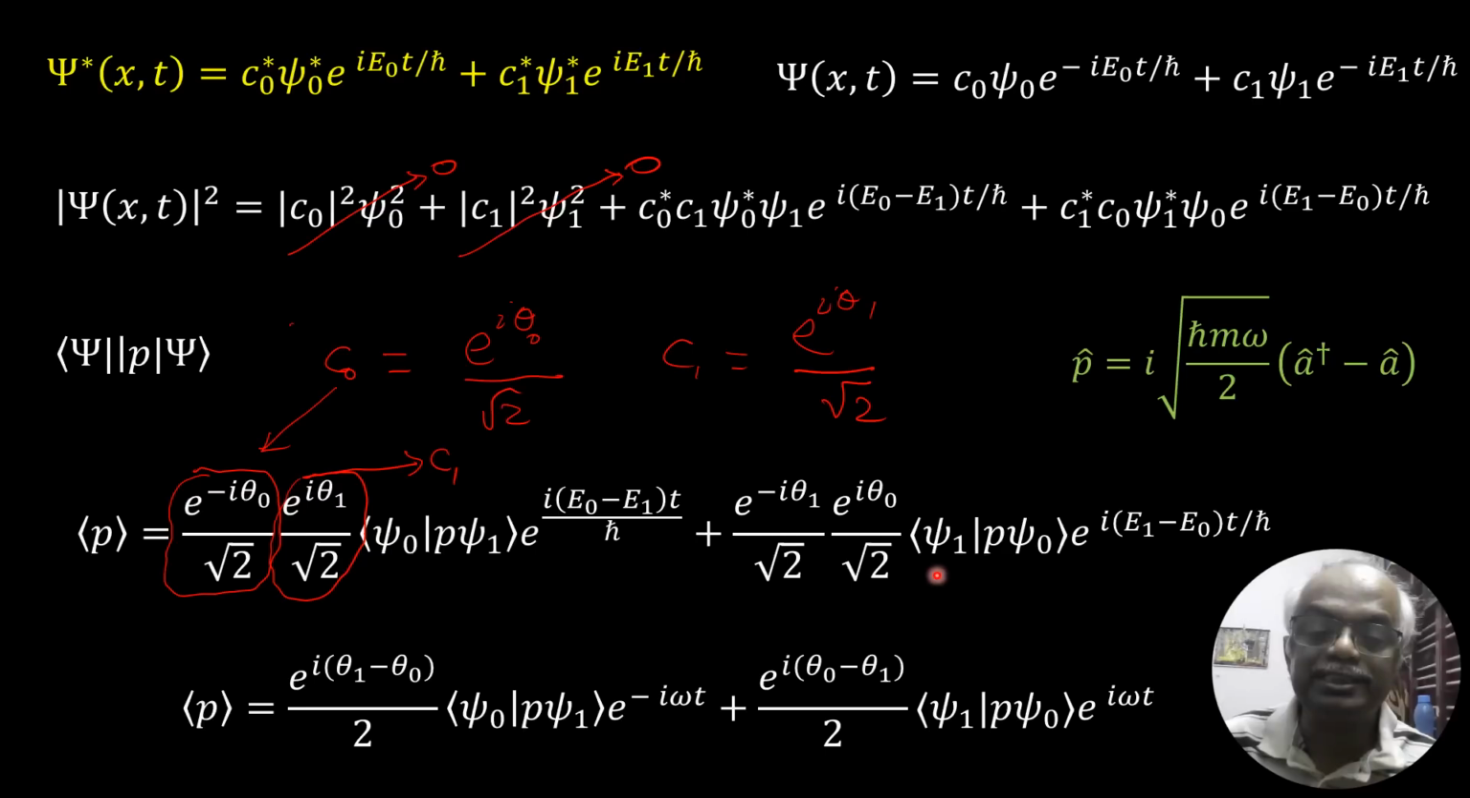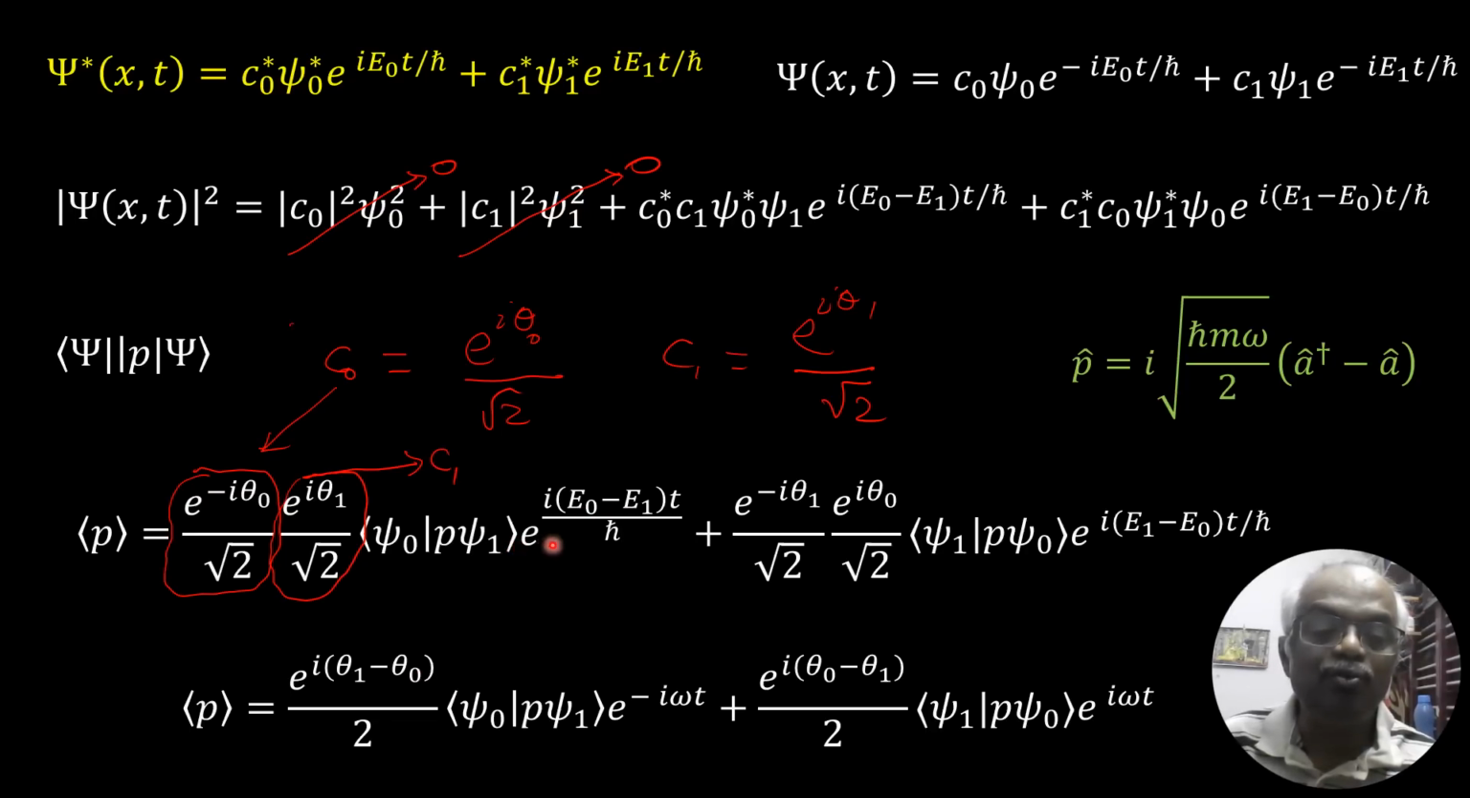Then this psi 1 inner product, because it is a complex conjugate, that is a bra vector, with p psi naught ket vector, then this exponential term I have taken. Now you group and simplify the terms. In the denominator you have square root of 2 into square root of 2, which will become 2. In the numerator it can be written as e power i, here theta 1 is plus and theta 0 is minus, so theta 1 minus theta 0.